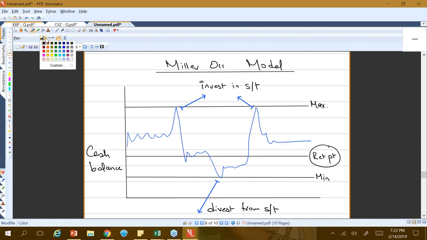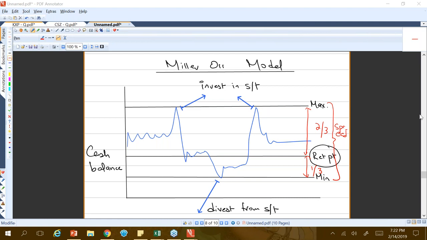Now, the other important thing here is that you need to know the difference between these two points, maximum and minimum. This difference is called the spread. This here is 2/3 of the spread, and this here is 1/3 of the spread, in terms of the allocation of the spread. So the spread is the difference between the maximum and minimum limit.